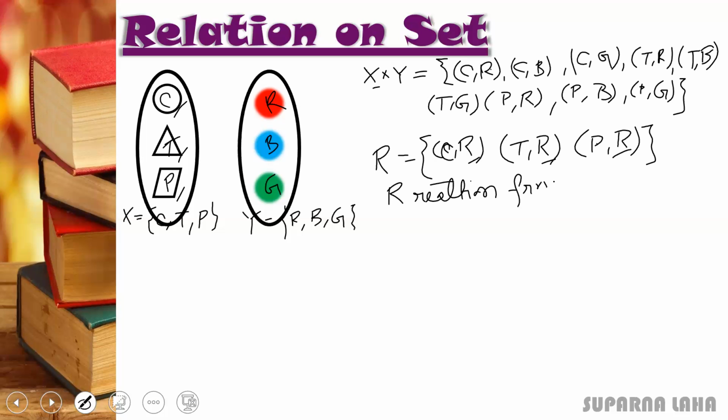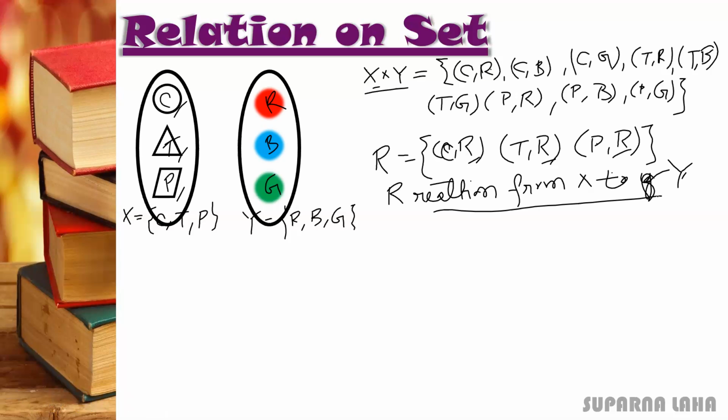R is called the relation from the set X to Y. So R is a subset of this Cartesian product X cross Y, and this R is called the relation from X to Y. So the diagram for the relation will be, this is the arrow diagram for the relation, that is C is related to R, T is related to R, and parallelogram is also related to R. Any element of this should be present in this set X cross Y, and R is a subset of this X cross Y.